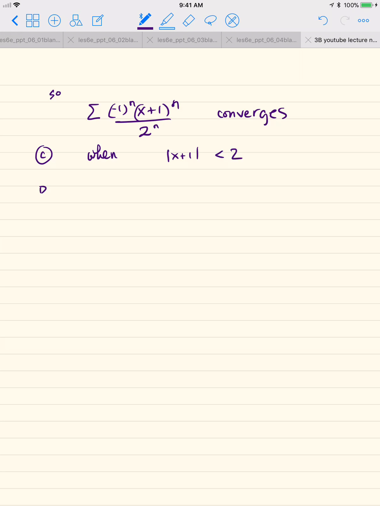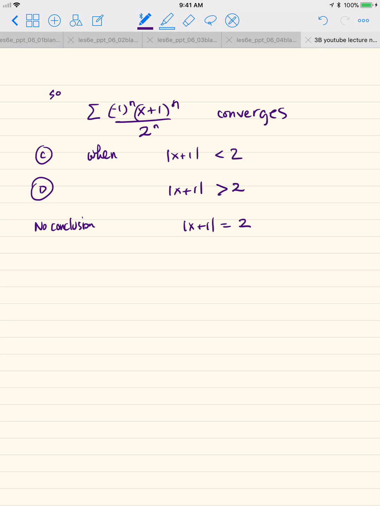So our series converges when the absolute value of x plus 1 is less than 2. It diverges when the absolute value of x plus 1 is greater than 2. And we have no conclusion, so we'll put no conclusion, when the absolute value of x plus 1 is equal to 2.